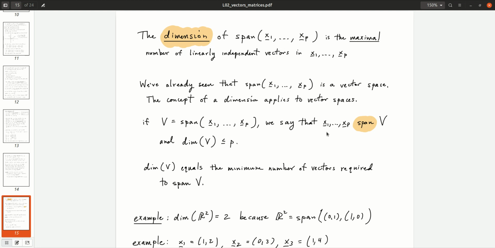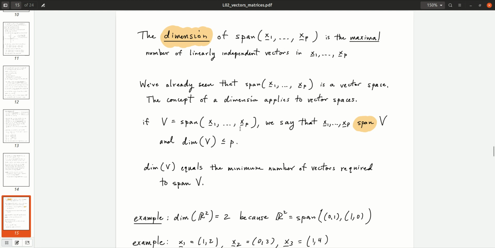we say that x1 to xp spans V, and the dimension of V is less than or equal to p. What I mean by that is, if we can write vector space V as the span of a set of p vectors, the dimension of that vector space has to be less than or equal to p. So here, if p is 3, the dimension of V has to be 3, 2, 1, or 0, I guess. And then if we're going to give an equality definition, the dimension of V equals the minimum number of vectors required to span V.